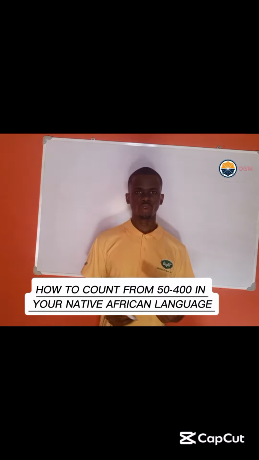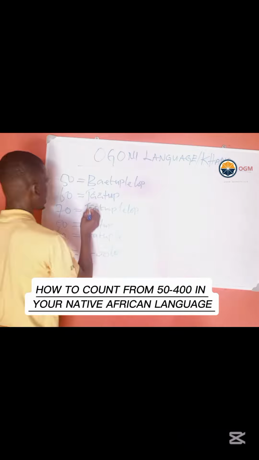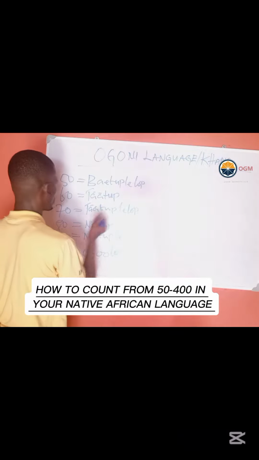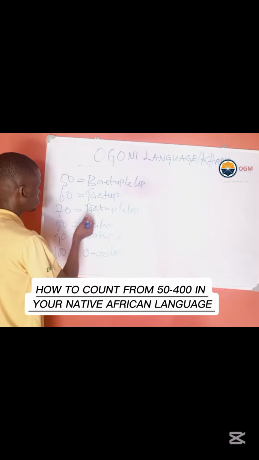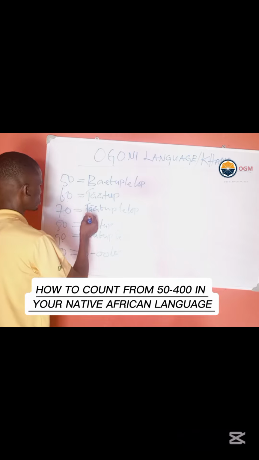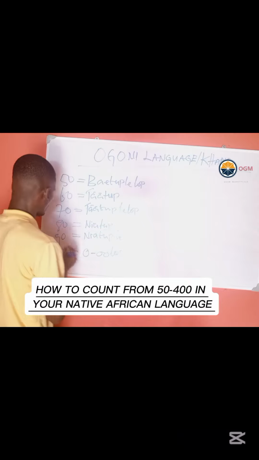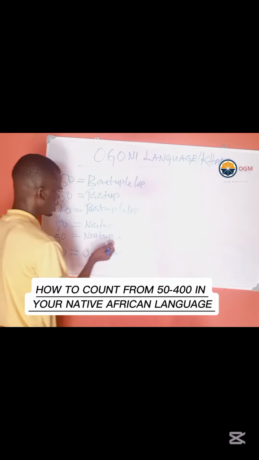In today's class, I'm going to teach you how to count from 50 to 400 in pure Khana Ogoni language. So, start to 60 is start to. Then here we have 70, which is tatu lelo. That is 70. Then here we have 80, which is niatu. Then 90, which is niatu lelo.